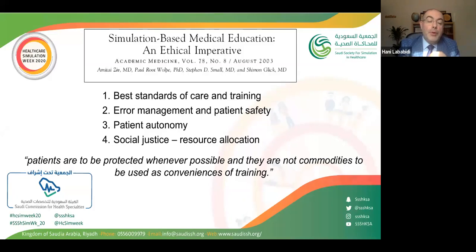And a very important quote: patients are to be protected whenever possible, and they are not commodities to be used as conveniences of training.